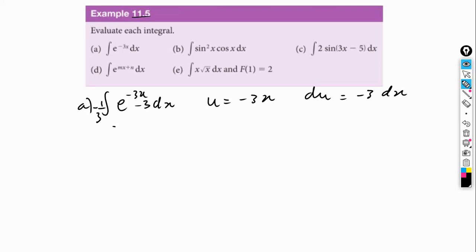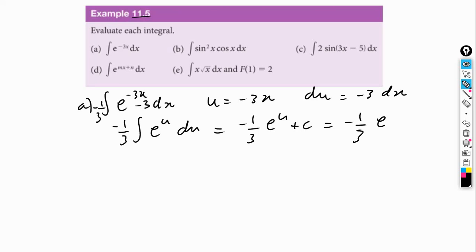Do the u substitution, negative 1/3 the integral of e to the power of u du, and this is simply going to be negative 1/3 e to the u plus c. We plug back in, and we get negative 1/3 e to the minus 3x plus c.